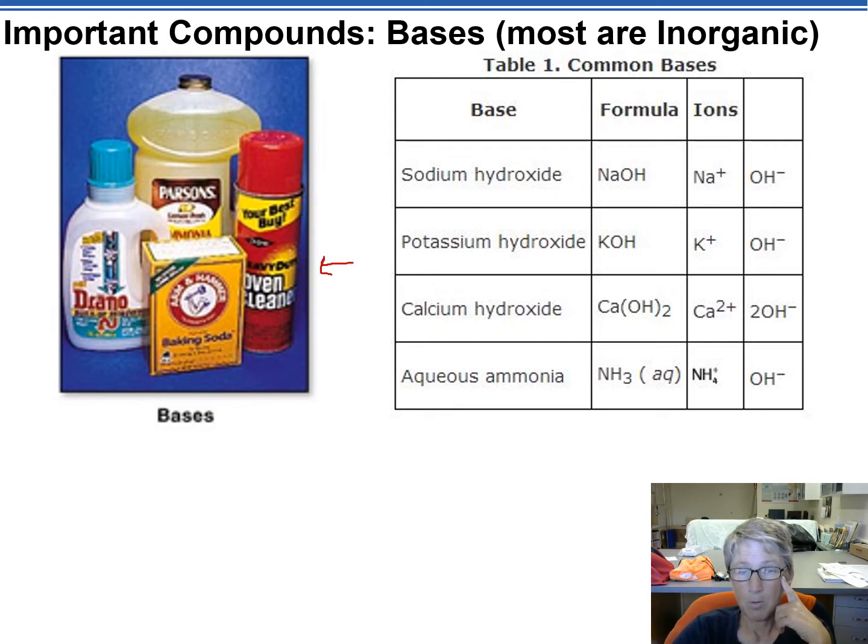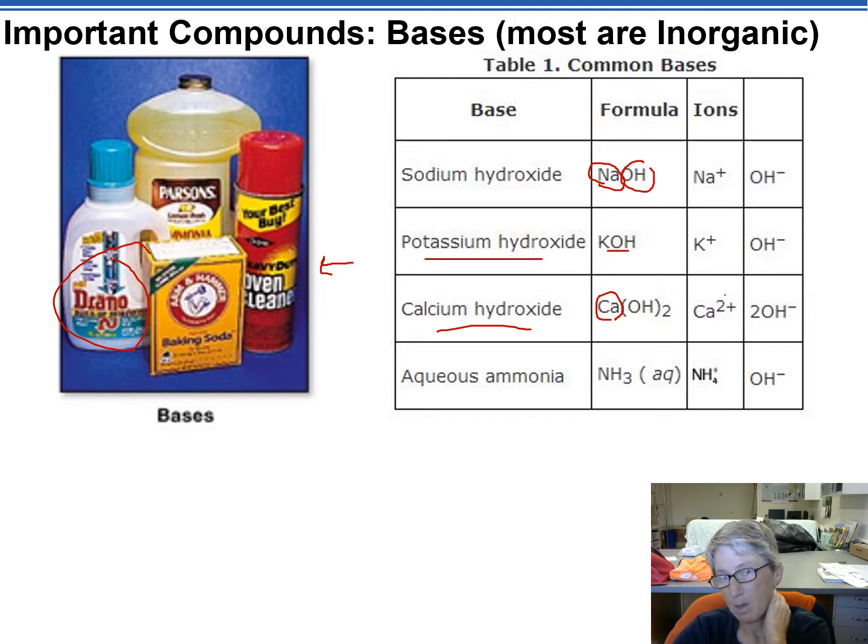So for example, sodium hydroxide you find in drain cleaner, and its formula is NaOH. So here's the sodium, here's the hydroxyl ion. Together they're called sodium hydroxide. Potassium hydroxide is KOH. Calcium hydroxide is calcium plus 2 hydroxides. And here's the ions that make it.